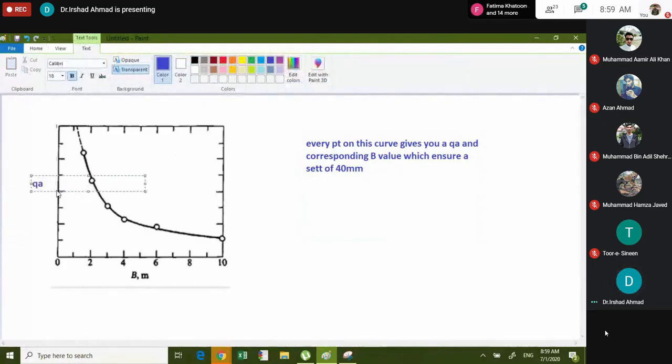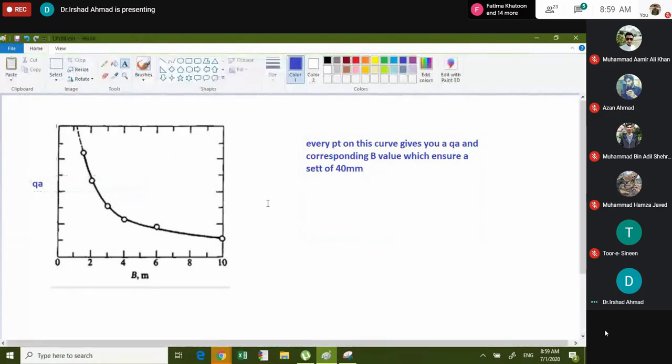अच्छा, अब interesting thing is this: as the B increases, the allowable pressure or the pressure that is required to cause a 40 mm settlement decreases. Do you have any explanation for this? Why the pressure that would cause 40 mm settlement decreases with the width of the footing? Do you have any explanation to this?